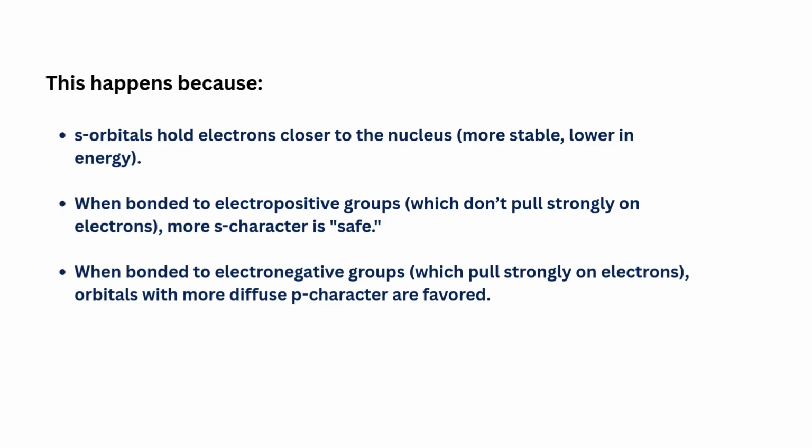So if we bond to an electropositive atom, which doesn't pull electrons very strongly, it is safer to use an s-rich orbital. But if we bond to a highly electronegative atom like fluorine, it pulls strongly on the electron density. In that case, using a more diffuse p-character orbital is favored. This balance explains the distribution of hybrid orbital character in a molecule.